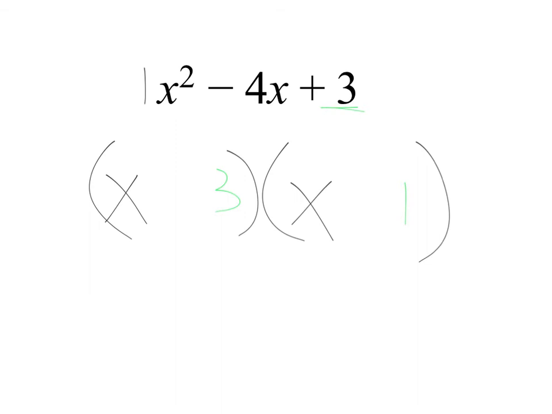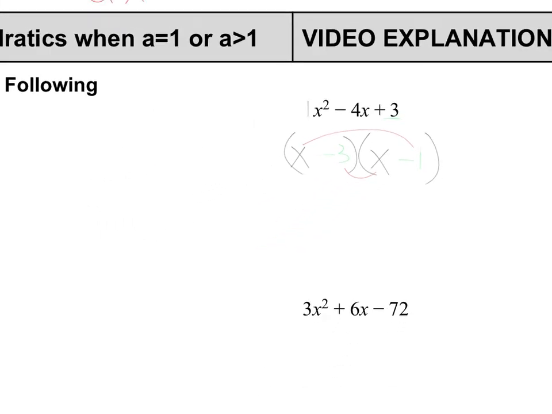But when we add these values together, when I take my x times 1 and my x times 3, I need it to equal negative 4. Well, if I made these both negative values, that would work. Negative 1x, negative 3x, that sums up to be a negative 4. So x minus 3, x minus 1 is how that factors down.